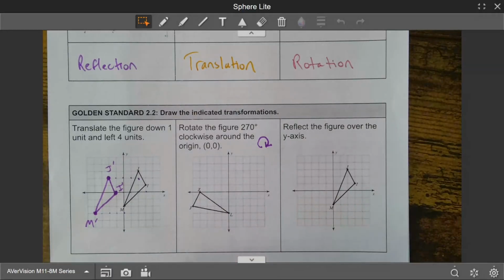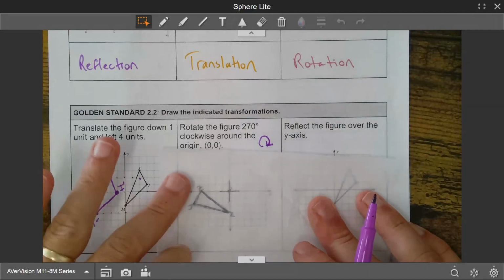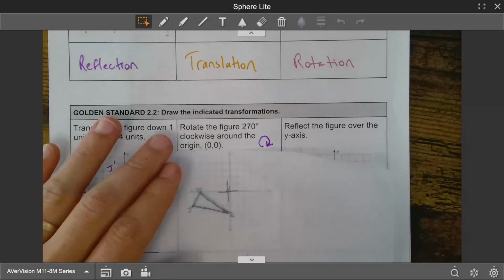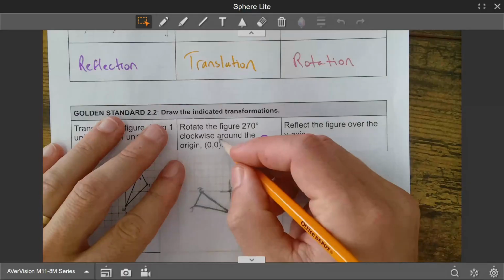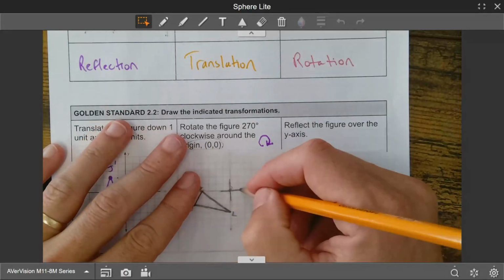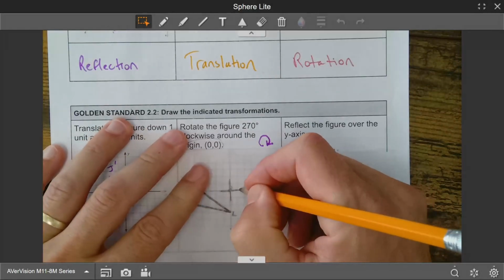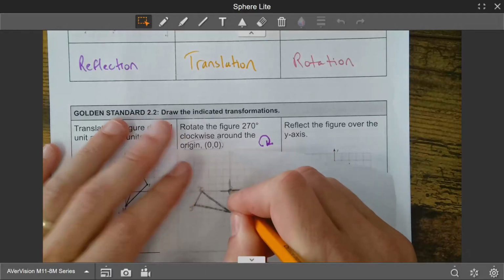So what you want to do is trace your shape. I've already got it done here. So you trace the shape, label your points, and also make sure to put a dot at the point of rotation, the origin, 0, 0. I really like to draw a couple of these little crosshairs right here, this little axis. That shows me when I've rotated exactly 90, 180, or 270 degrees.